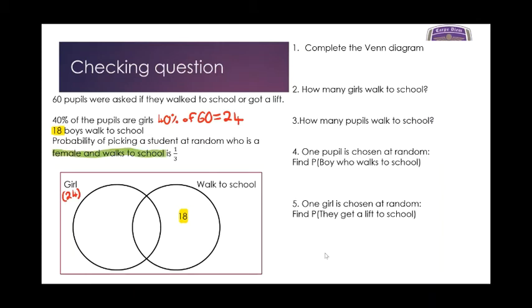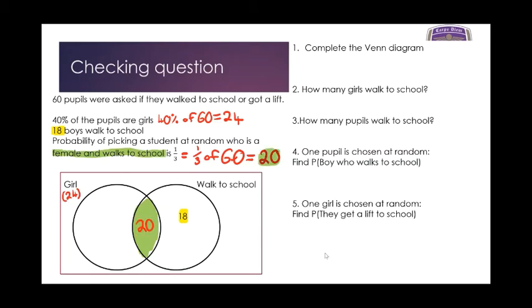Now, the probability of picking a student at random who is a female and walks to school. This area on the Venn diagram is represented by the overlap because they are both a girl and they walk to school. So it's that intersect between girl and walk to school. And if the chance of picking someone in this section is a third, then that means they represent a third of the total population of the 60 pupils. A third of 60 is 20, either 60 divided by 3 or a third times 60, either way. We can put that number in.